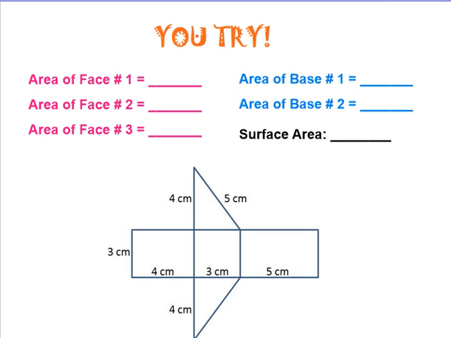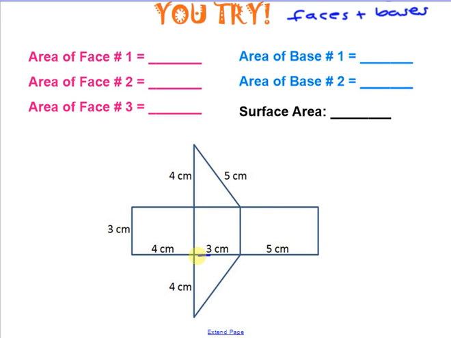All right, last you try, and I've given you only a net this time. Okay, so our formula is surface area equals area of faces plus bases. So I'm going to start with my bases here. So my triangle down here has a base of 3 and a height of 4. So 3 times 4 times 0.5 is going to give me 6. So 6 centimeters squared. And the triangles are going to match each other.